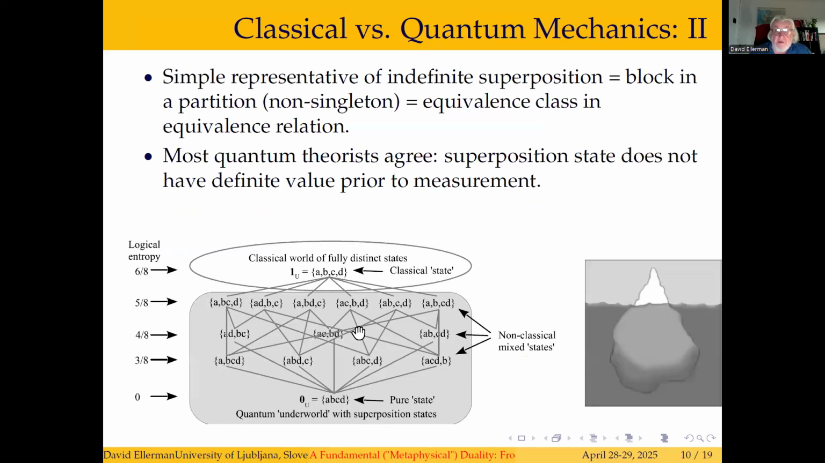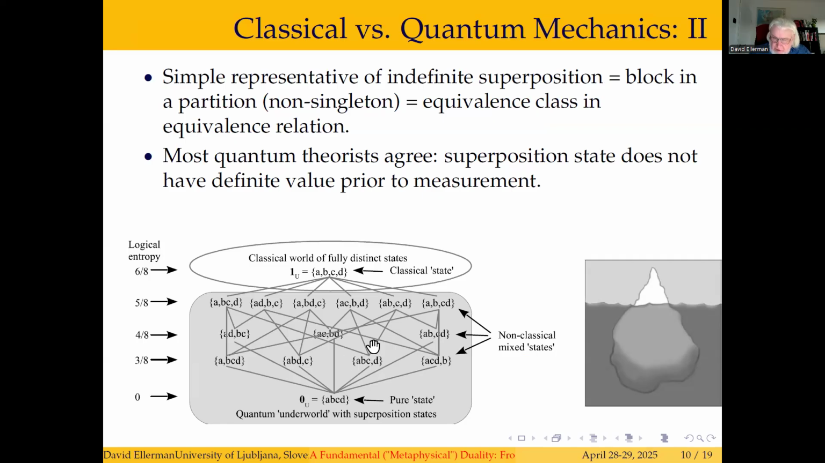Most quantum theorists, when they understand superposition, realize that the superposition state is not definite until you measure it. It's not like it has a definite state and you just don't know it, and then you measure to find out. It's indefinite until you measure it, and then it takes on a definite state. That means there's some sort of reality to a quantum particle that is indefinite.